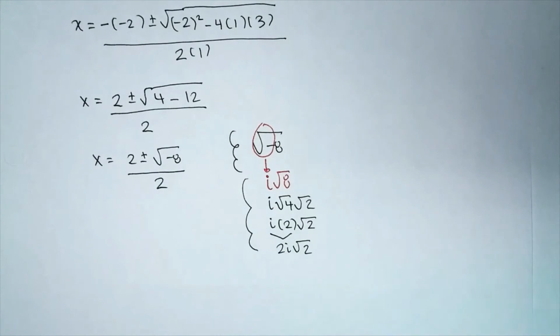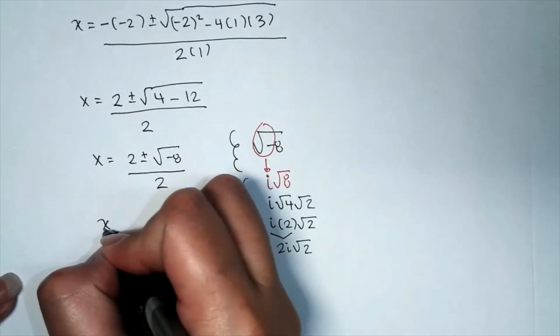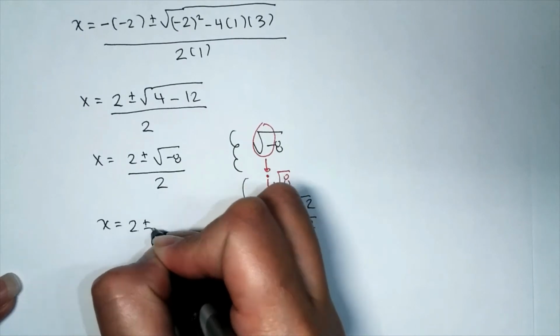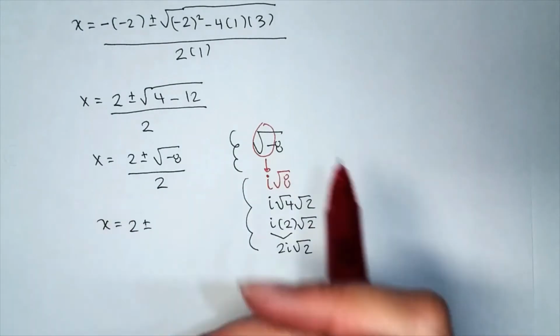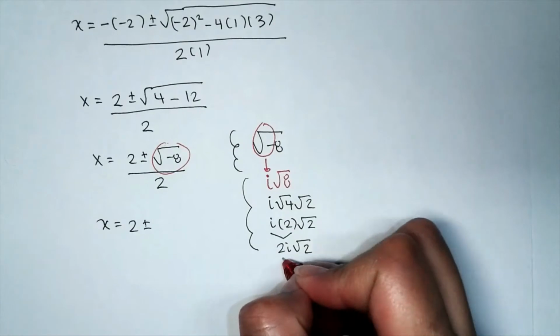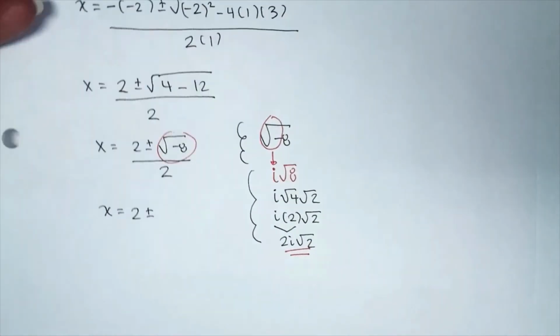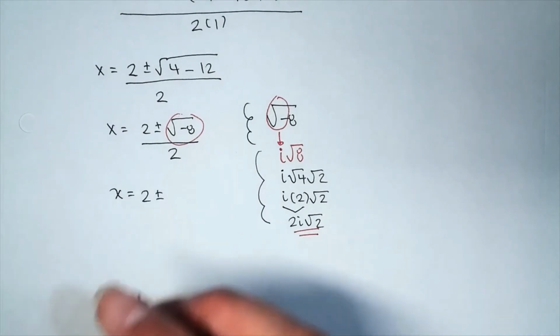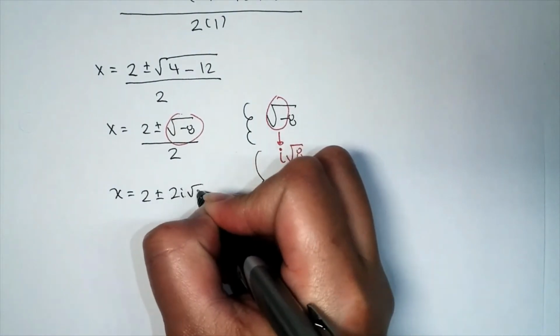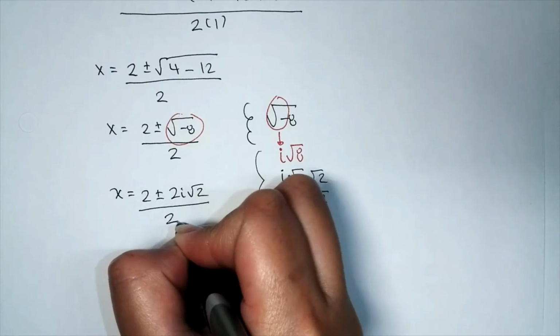Sorry, I had a little situation. All right, so let's bring it together. So we have x equals 2 plus or minus whatever the square root of -8 simplifies to. And our hard work, whether we went straight to the answer or we freehanded it, gives us 2i square root of 2, and that's all over 2.